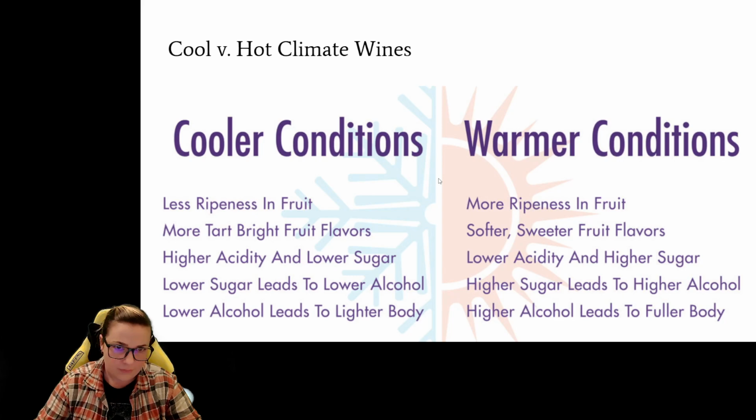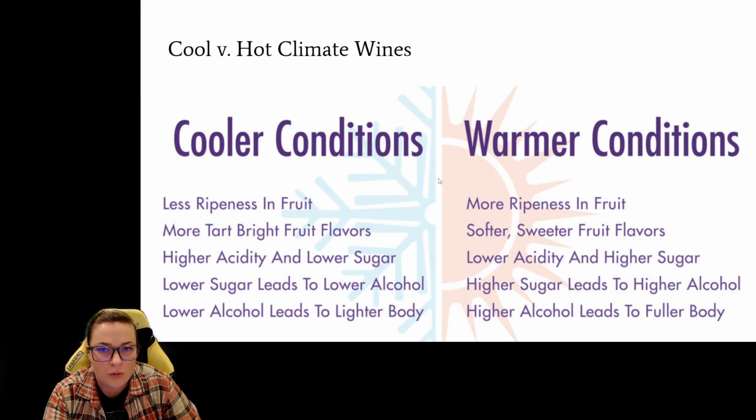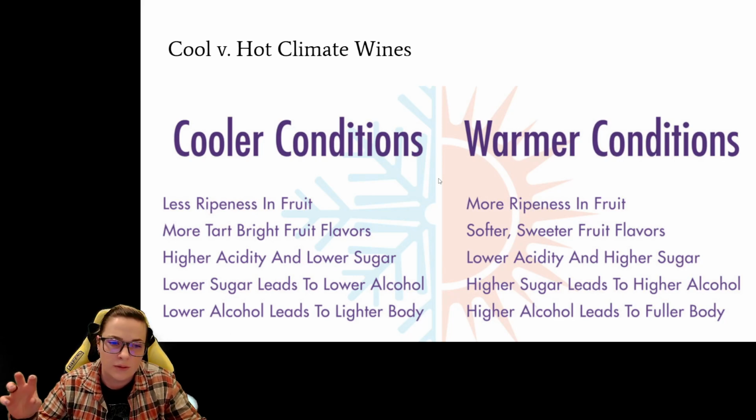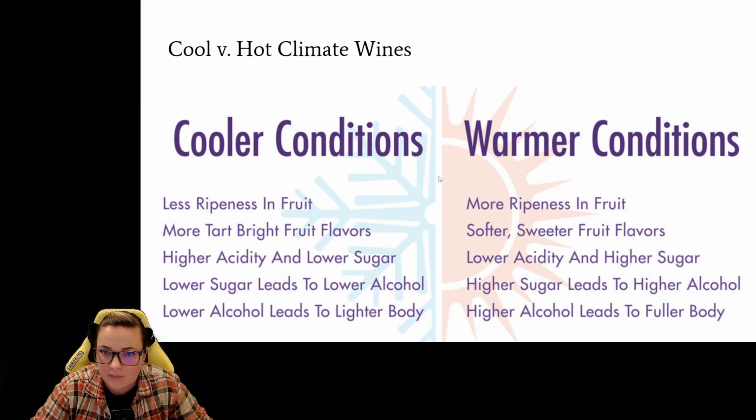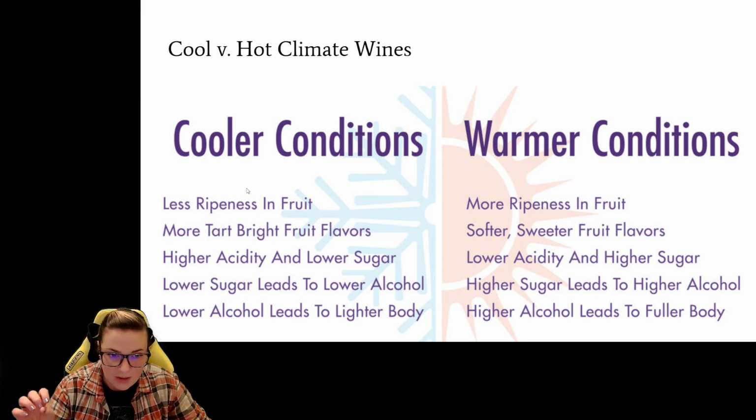If you've been in my other classes, you've definitely seen this slide before. I think it's a great example visually of what the general differences are between cooler and warmer climate wines. Generally speaking, for cooler conditions, think of the coast, right? Think of varieties like Pinot Noir and Chardonnay, maybe even Riesling, Pinot Grigio. So think of coastal wines and think of these types of wines.